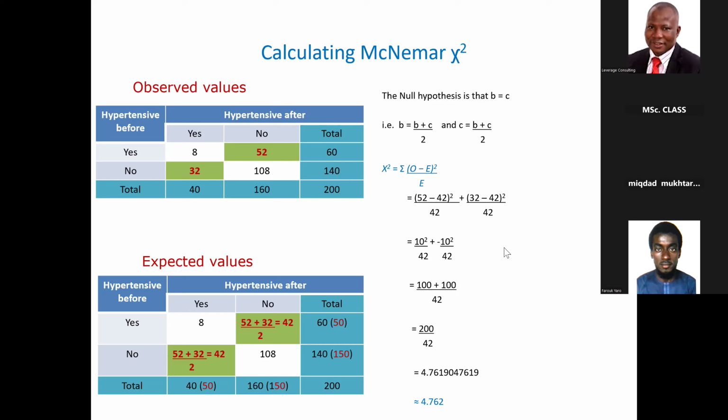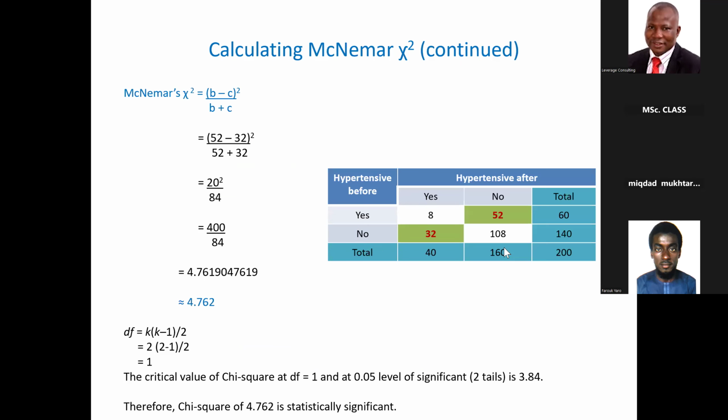The change you have seen now, if you look at it: before, 60 were hypertensive, 140 were not hypertensive. After, 40 were hypertensive, 160 were not hypertensive. So you see 20 have changed. That 20 is significant. That's what it tells you.